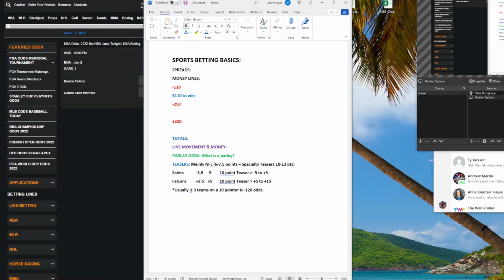Now, you don't have to bet $100. You could bet $11 to win 10. It's just 1.1 to 1. Now, the easiest way to look at this is just imagine there's a decimal point right there.